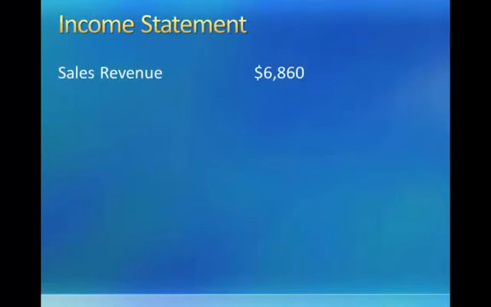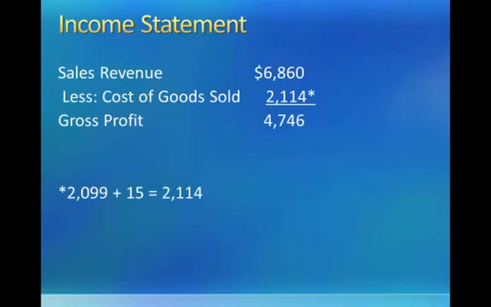If you recall from the second module, we had sales revenue of $6,860. We also had cost of goods sold of $2,099, but we just added an additional $15 to cost of goods sold from our shrinkage, bringing our cost of goods sold up to $2,114. That gives us, with sales revenue minus cost of goods sold, gross profit of $4,746. Gross profit is just the difference between sales revenue and cost of goods sold, but it's an important number that financial statement users use to analyze the profitability of the business.